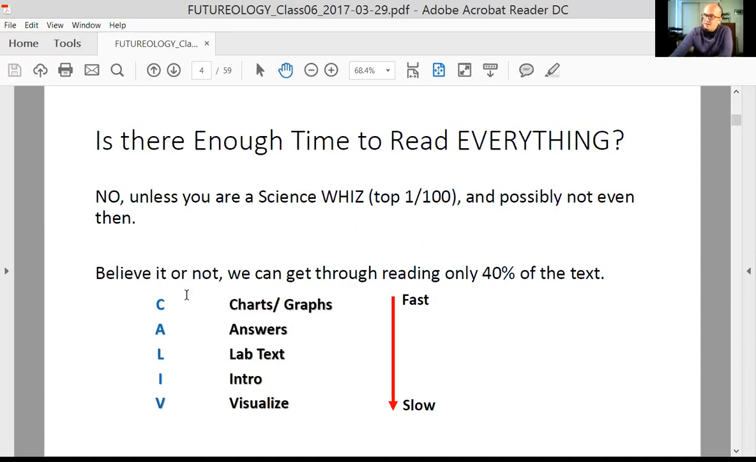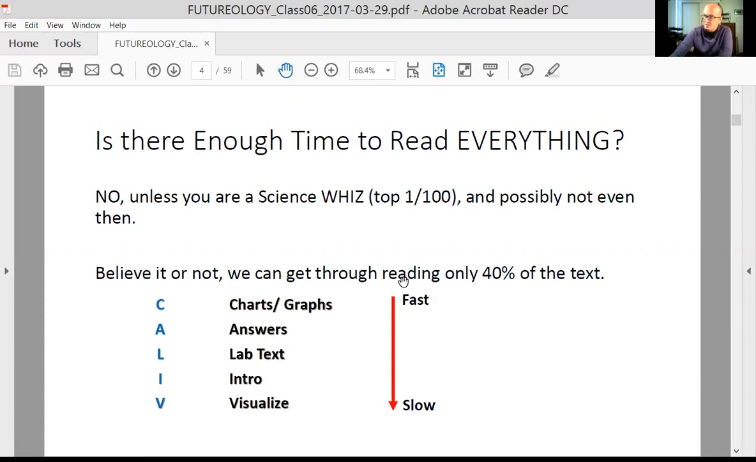What you need to learn how to do well on the ACT Science is to read through only about 40% of the information, focusing primarily on charts and graphs, answers, and then if you can't find the information from those, the lab text or the intro information. And lastly, if you can't find that, you will visualize the question. Using this process, this acronym that I like to call CALI-V, you can find your way through the passages and read only about 40% of the text.